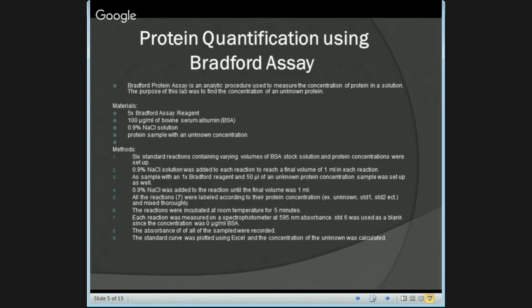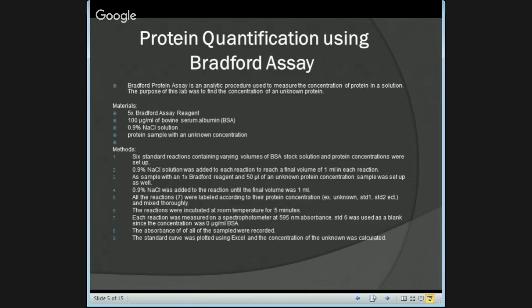So our methods consisted of 6 standard reactions containing various volumes of BSA stock solution and protein concentrations that we set up. Then the 0.9% solution of NaCl was added to each reaction in order to reach the final volume of 1 milliliter in each reaction. We also set up a sample with 1 times Bradford reagent and 50 microliters of an unknown protein concentration sample. The NaCl was added to the reaction until the final volume was 1 milliliter, as stated before.